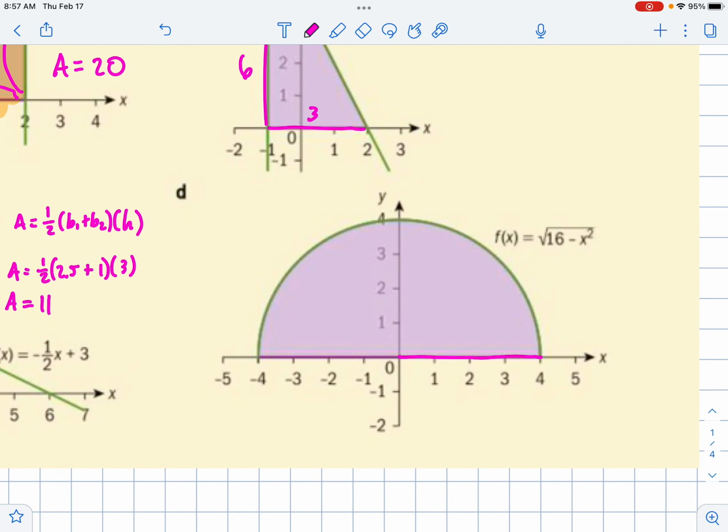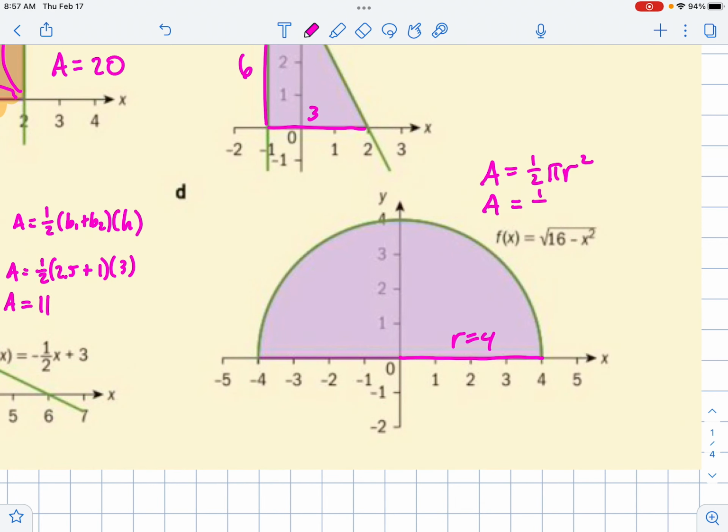Now this guy is a semicircle with a radius of 4, but a full circle would be pi r squared. So we are going to do 1/2 pi r squared. So r squared is 4 squared, which is 16. So area equals 1/2 times 16 pi, which is 8 pi. I'm curious about what 8 pi is as a decimal, because I think it might come up that this is going to be 25.13.